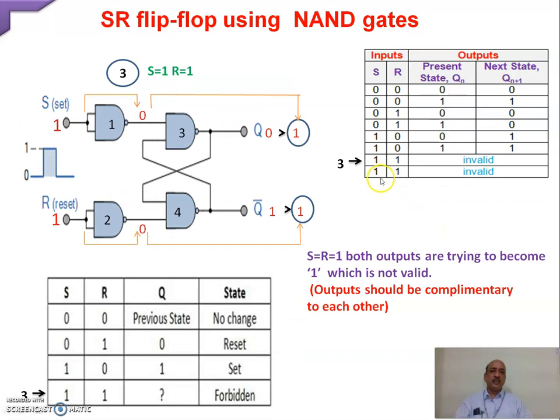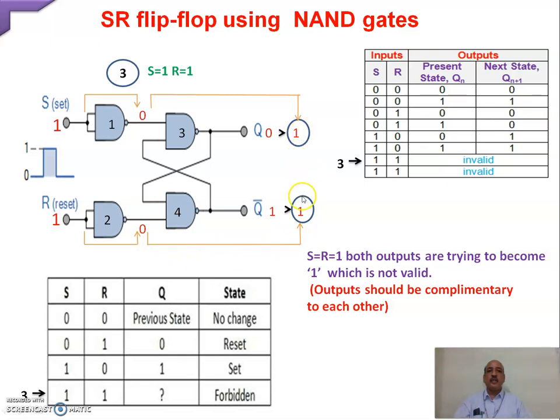Here the last one, if both S and R are 1, 1. Okay, here S is equal to 1, R is equal to 1. Assuming the previous state Q is equal to 0, and then we apply this one. As both the inputs are 1, 1, therefore the output is 0. Here also both the inputs are 1, 1, therefore the output is 0. Now, as one of the inputs of the third NAND gate is 0, the output is 1. As one of the inputs of the fourth NAND gate is 0, the output is 1.